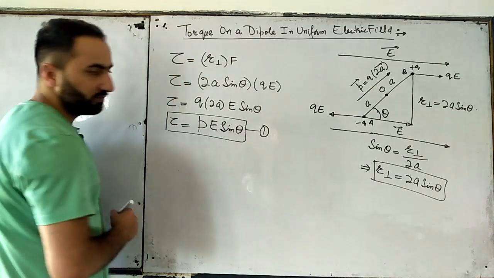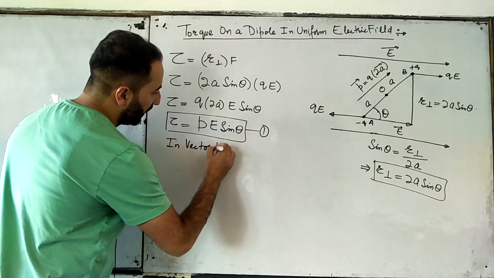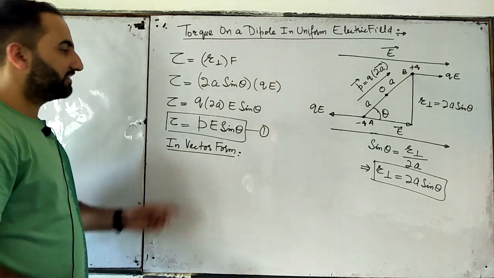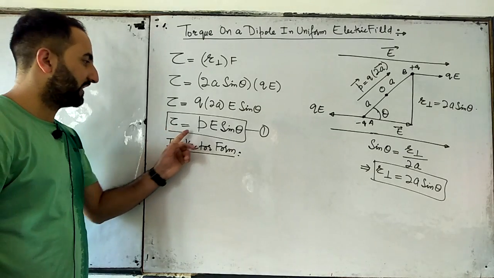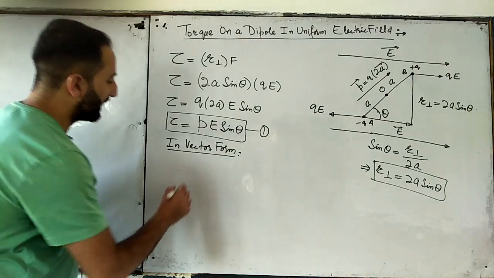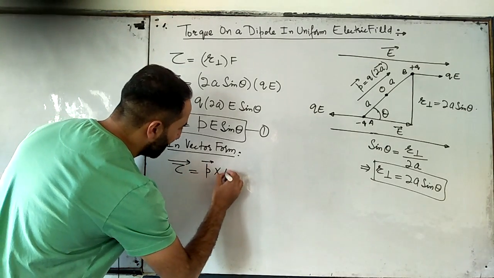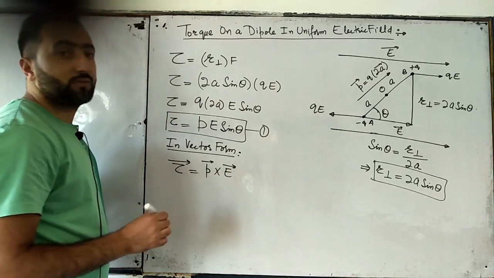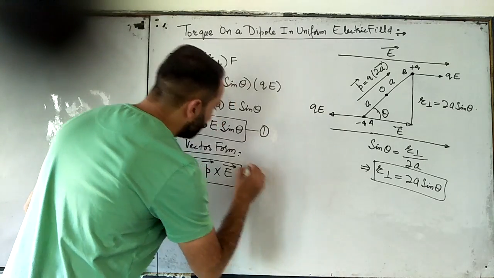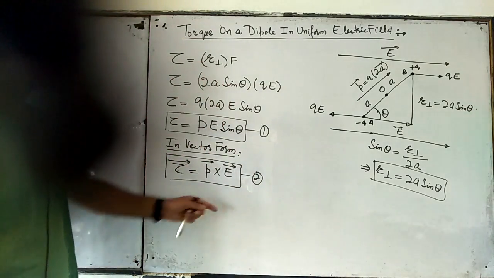Let me write down the equation number one. Next I am going to write it in vector form. Pay attention here, beta, in the vector form I will write this. You know that torque is a vector. It is an axial vector. P, the dipole moment, is a vector. Electric field is a vector. So I can write it like this: the torque vector is equal to P cross E. The reason is that I know A cross B is equal to AB sin theta. So the vector form is like this and its magnitude is given by P multiplied by sin theta. All right. Now this is the way we calculate the torque.